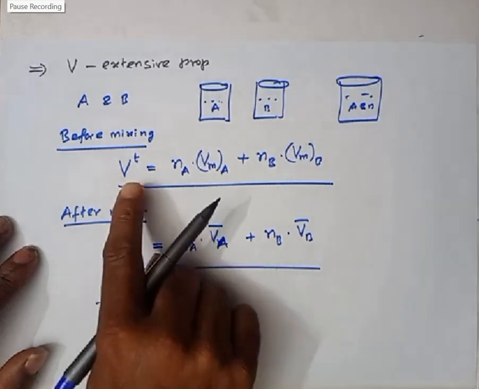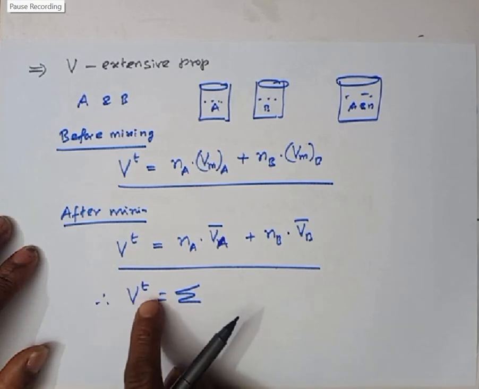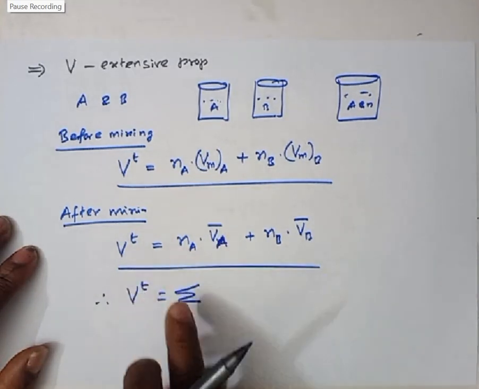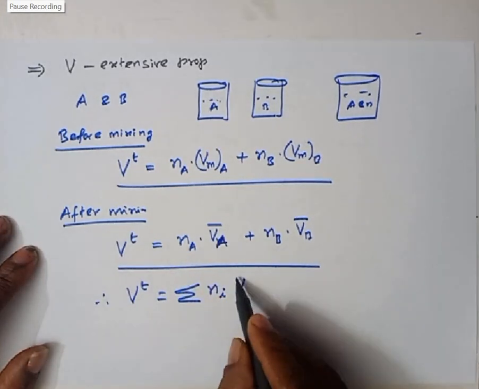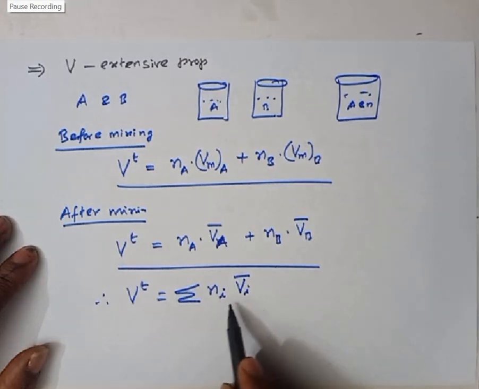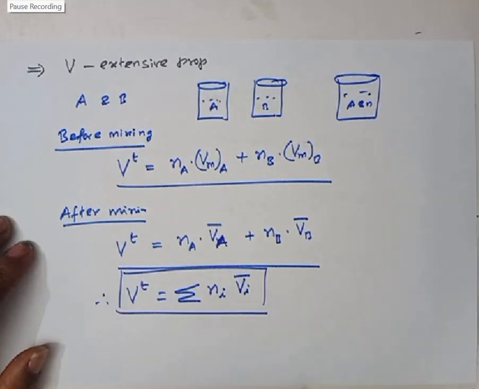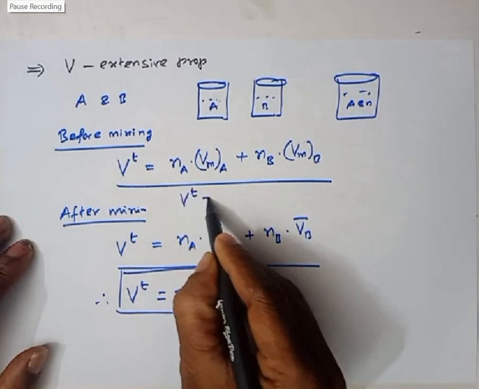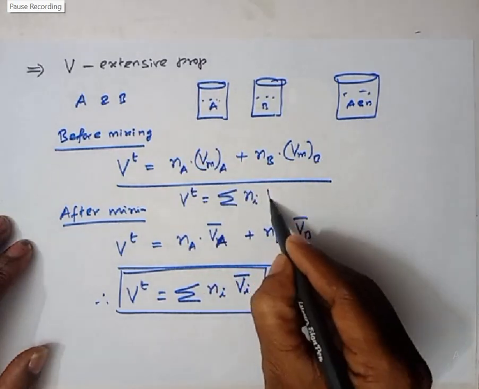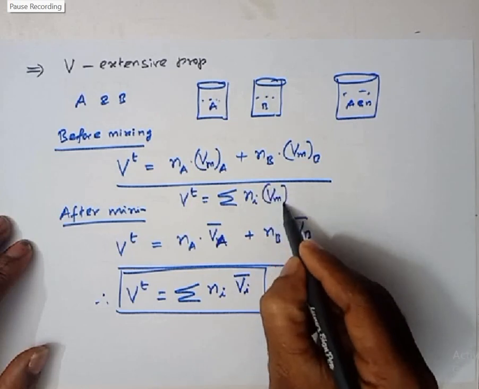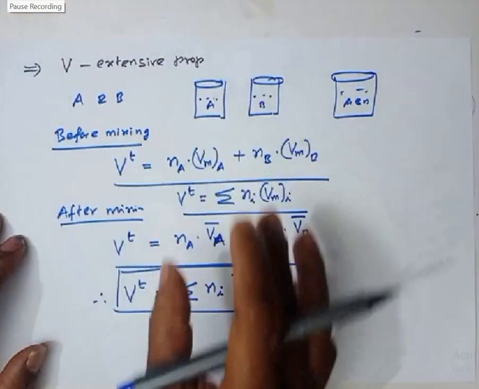I have written the total volume before mixing and after mixing. Now in general, the total volume after mixing is equal to the number of moles of the ith component into the partial molar volume of the ith component. Multiply this and add everything, and you will get the total volume after mixing. Similarly, the total volume before mixing is the summation of the number of moles of each component and the molar volume of each component.